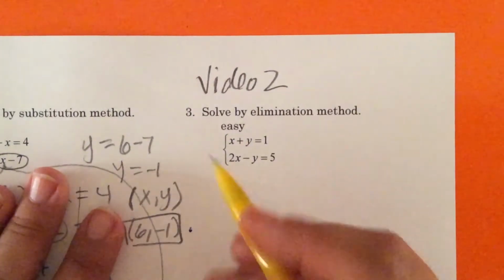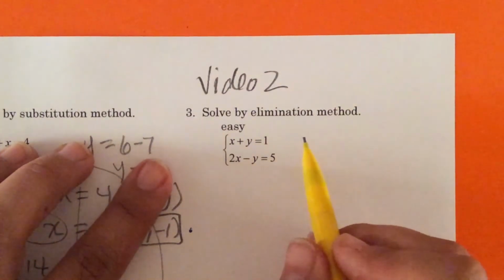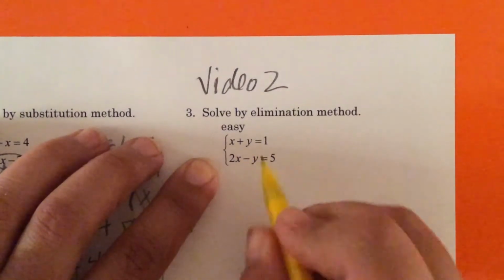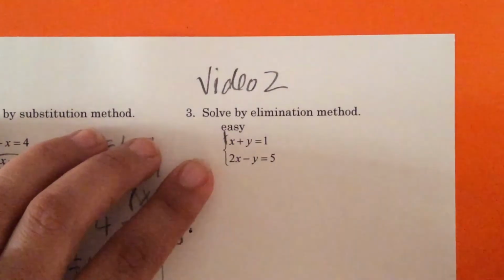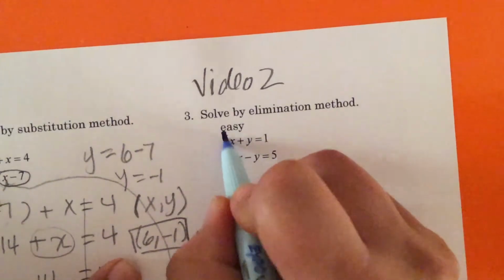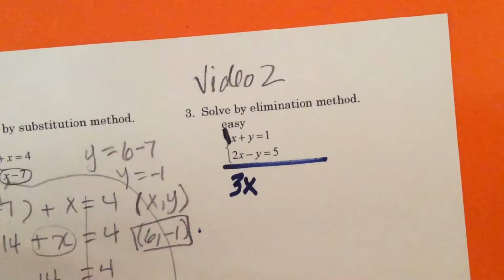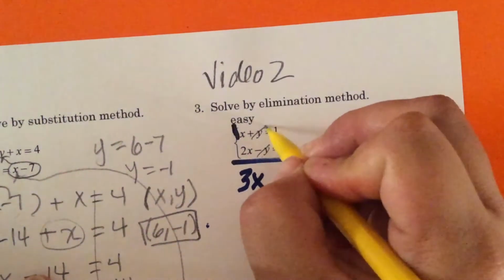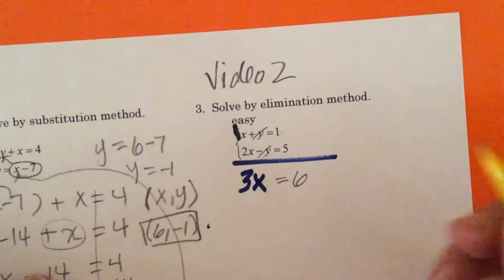Okay, video 2. So we're gonna be solving by elimination as well, and this example is an easy one because all you have to do is combine 1x. So let me put a red marker there. So this is 1x. 1 plus 2 is 3x. But then the y's are going to cancel because a positive y and a negative y, those go away. And then 1 plus 5 is 6.